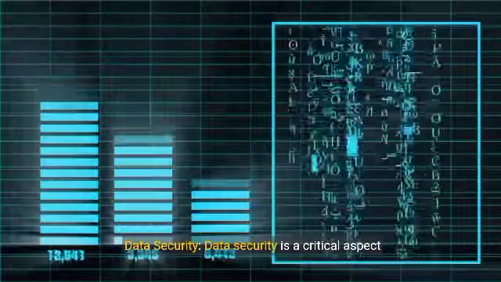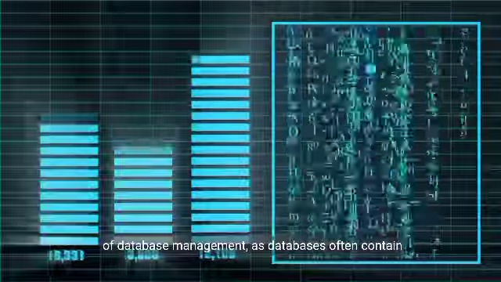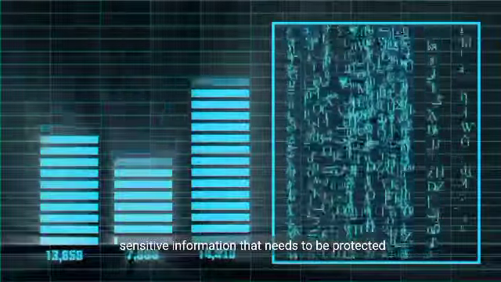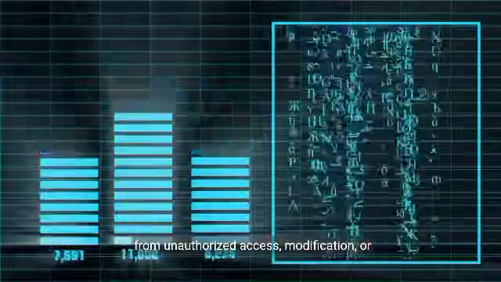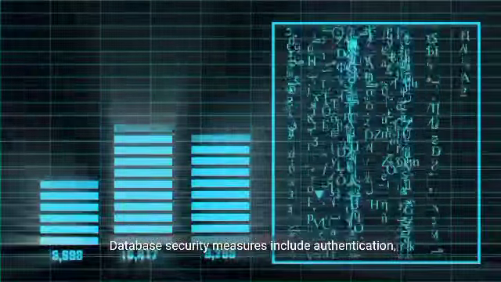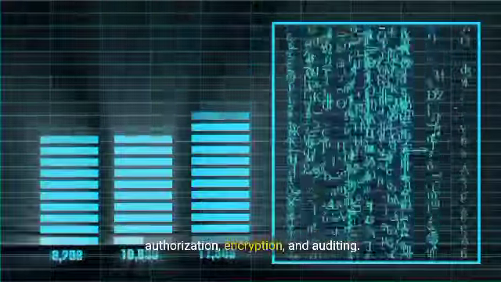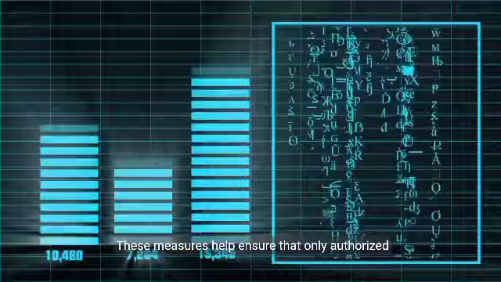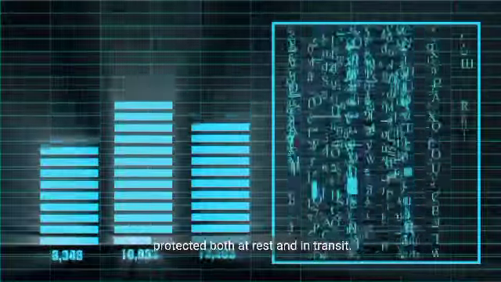Data security. Data security is a critical aspect of database management, as databases often contain sensitive information that needs to be protected from unauthorized access, modification, or disclosure. Database security measures include authentication, authorization, encryption, and auditing. These measures help ensure that only authorized users have access to the database and that data is protected both at rest and in transit.